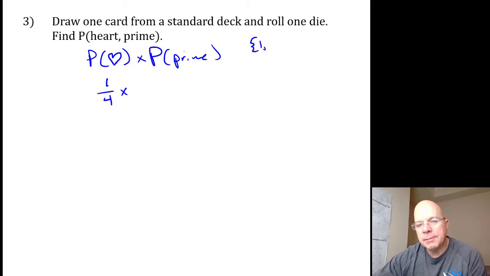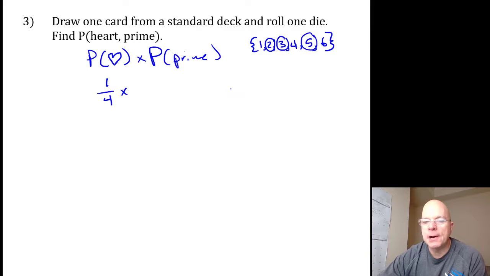I feel the need to look at my sample space for a die again, because I don't want to rush and overlook anything. The most common error here would be to grab 1 as a prime number, but of course 2 is the smallest prime number. Primes have 2 factors, 1 and the number itself. Well, 1 only has 1 factor. 2 is prime, 3 is prime, and of course 5 is prime.